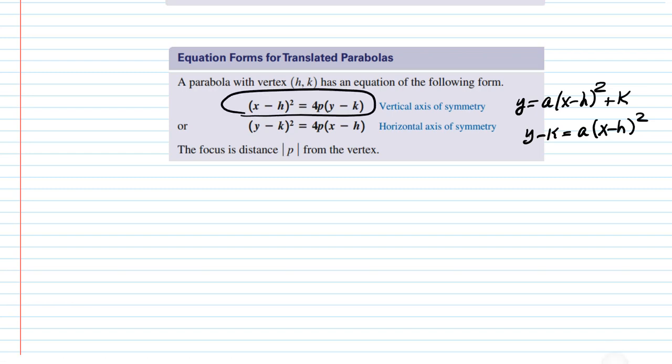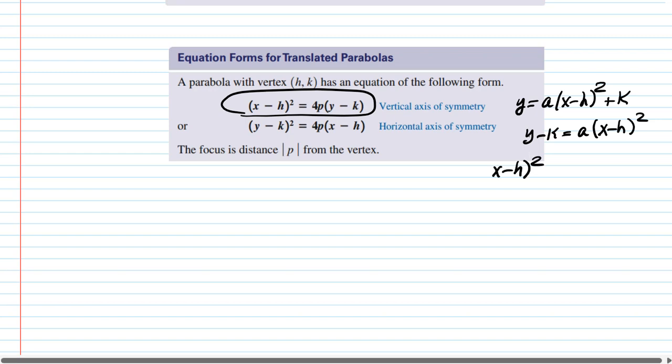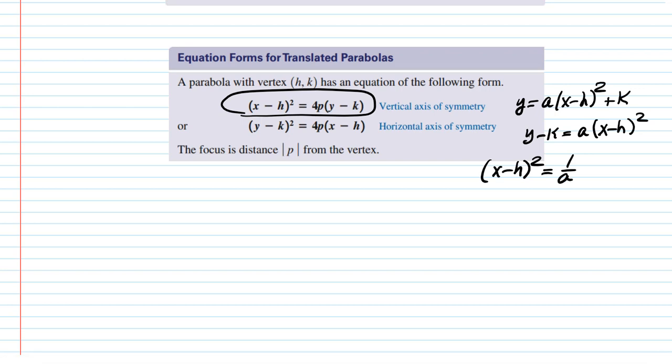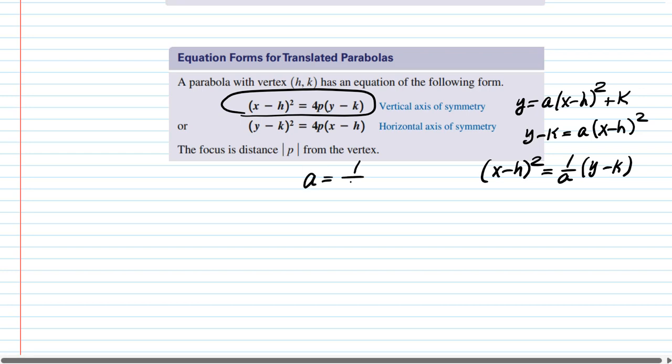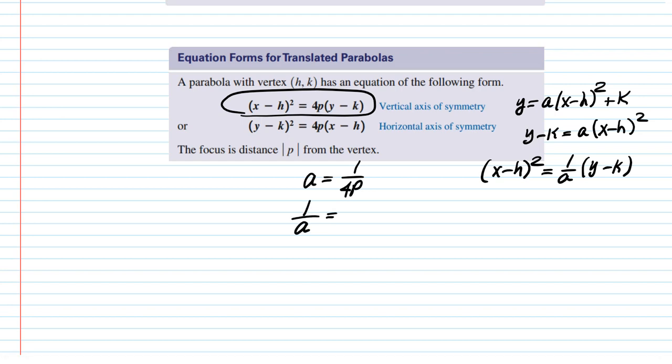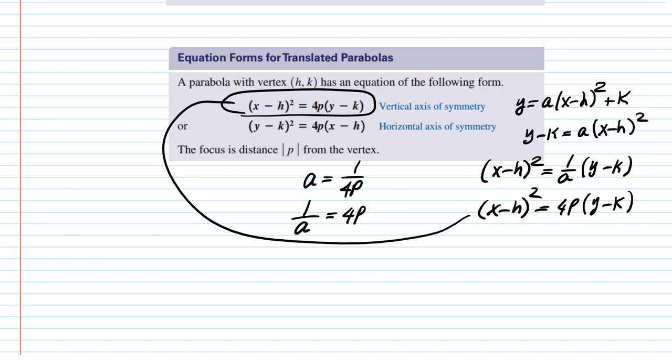And if I solve for (x minus h) squared, multiply both sides by 1 over a, and that's y minus k, right? And remember, a is 1 over 4p. So 1 over a, you take the reciprocal, becomes 4p. And check this out. See how the HK form becomes 4p(y minus k). And that's precisely what that is. See how that worked? Beautiful.